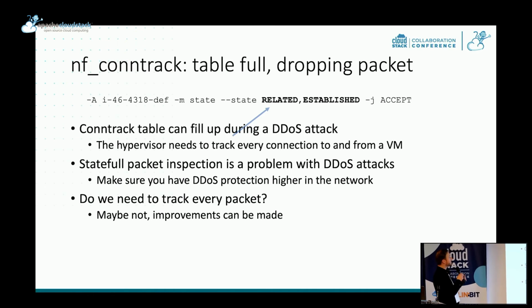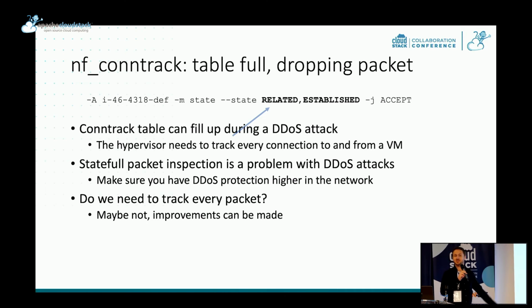So you might see this: "nf_conntrack: table full, dropping packet." Who has never seen this message on a Linux machine, right? If you're running something on the internet, you've seen this message before. A DDoS attack can fill your connection tracking pretty quickly. Can we improve on this?